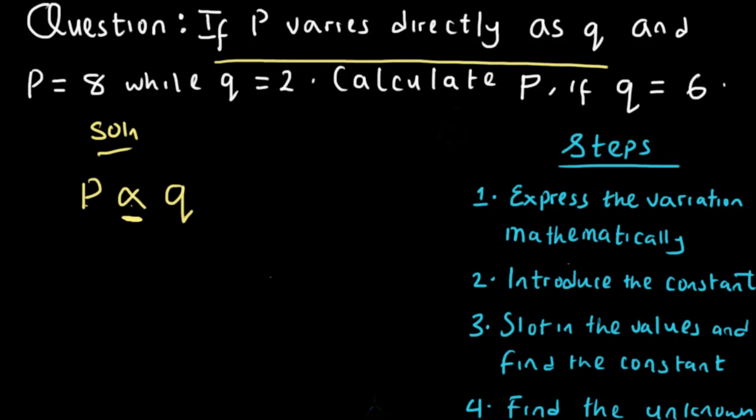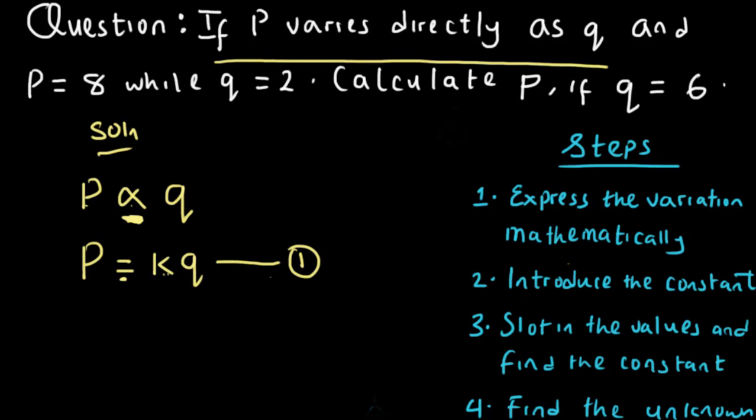Let's go to step 2. Introduce the constant. Now to introduce the constant, we are going to turn this variation symbol to the equals to symbol. So we'll be having P equals KQ. Can you see? As soon as you turn the variation symbol to equals to symbol, you have to introduce the constant. In this case, K is the constant. Any letter can be the constant. It can be C, it can be B. But in this case, I'm choosing to use K. Does that make sense?